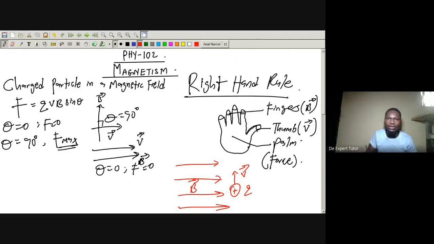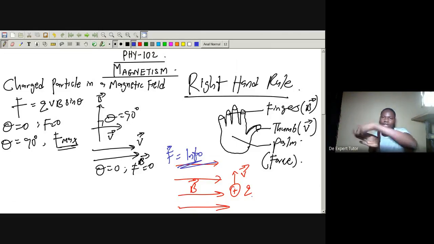So the force here, F, is going into the page. Now, assuming that what you have here is not a positive charge but a negative charge, no problem. Assume you have a positive charge, whatever direction you get, reverse it. This one now is for a positive charge. Position your hand the way you position it for a positive charge.